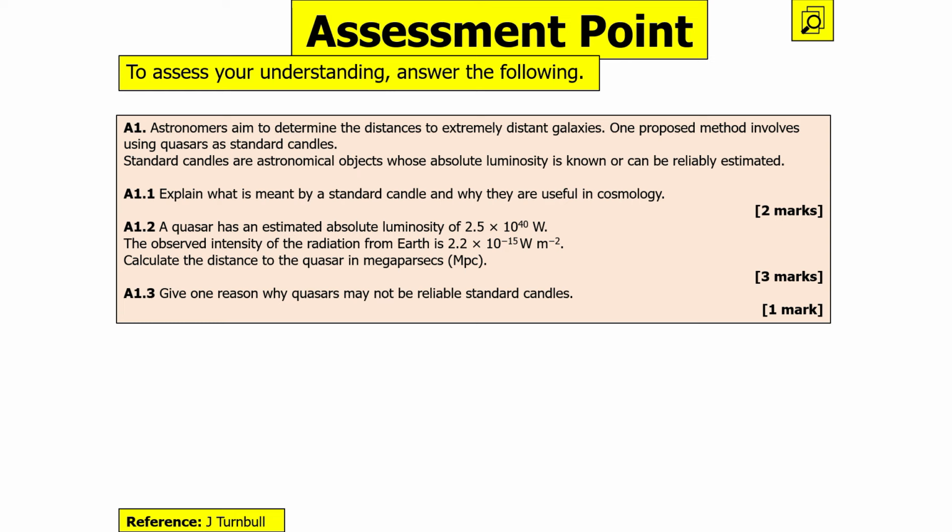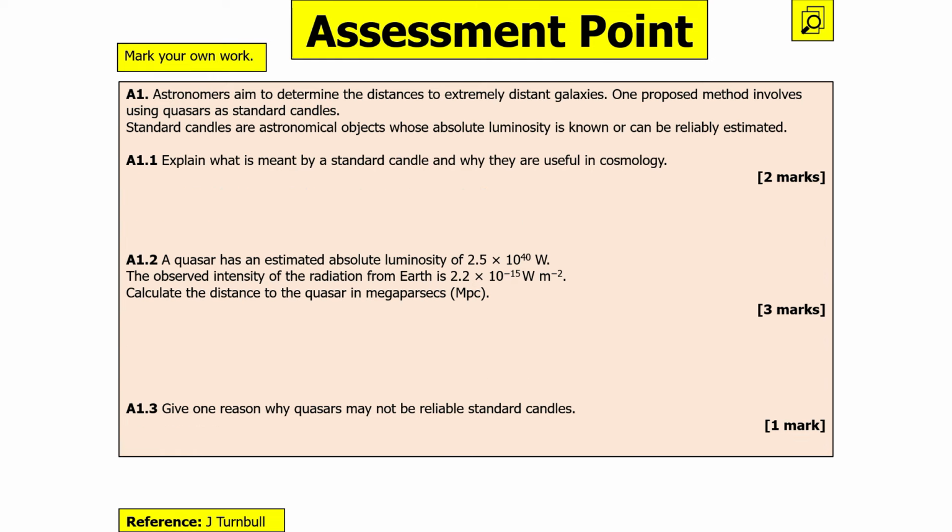A quasar has an estimated luminosity of 2.5 times 10 to the 40 watts. The observed intensity of the radiation from Earth is 2.2 times 10 to the minus 15 watts per meter squared. Calculate the distance to the quasar in megaparsecs. Give one reason why quasars might not be reliable standard candles. So pause the video now, and then unpause the video when you want to go through your answer.